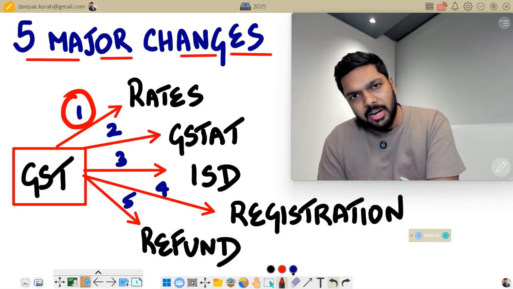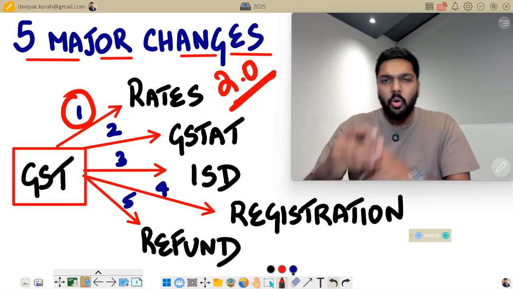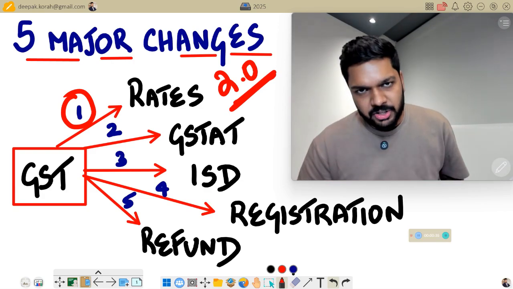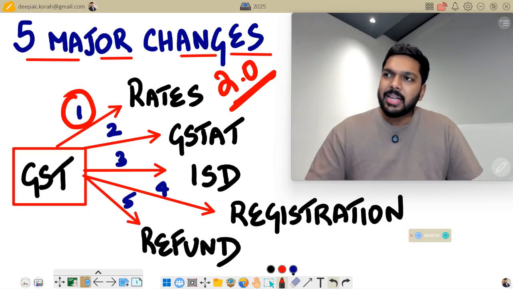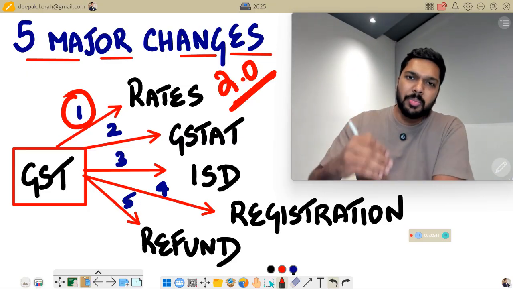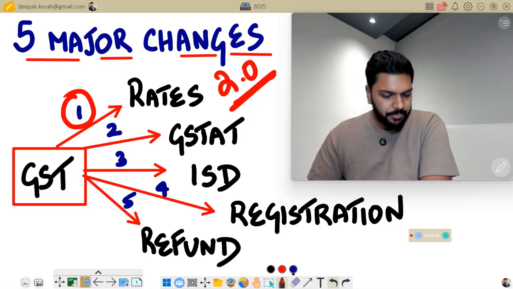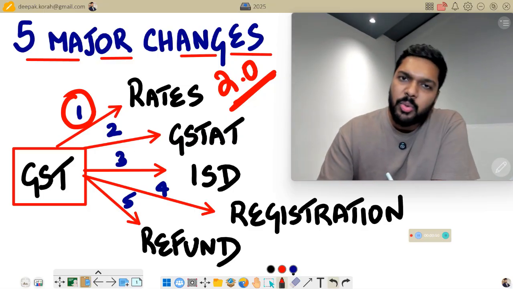Major change number 1 was with respect to GST 2.0, wherein from a 4 tax structure it got converted to a 3 rate tax structure. A lot of items became cheaper because the tax rates were slashed from 5 to 0%, from 28 to 18%, from 12 to 5%, and so on. That's the first major change which happened in September 2025.